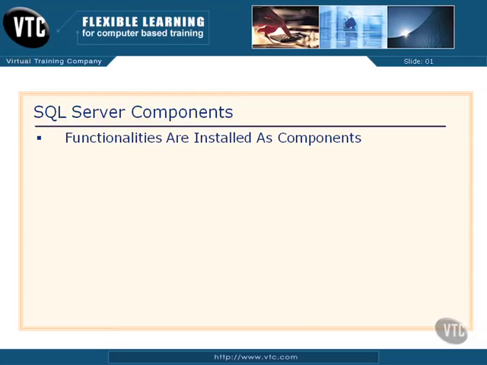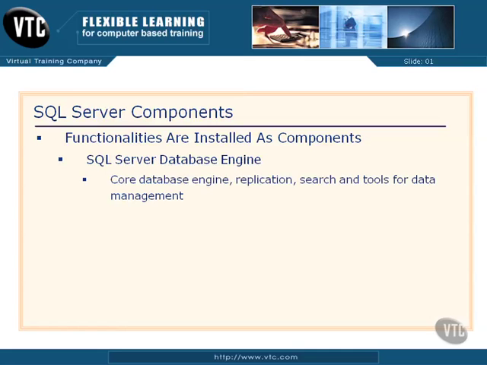So the general functionalities that we need in a SQL Server environment get installed as components, but I want to go through these so that you understand what they are. First of all, you have the SQL Server database engine. Now, this is the brains of SQL Server. This is your core database engine where your data is stored and maintained. It handles any kind of replication. It handles any of the search functions and any of the tools for data management. Those get installed when you install SQL Server because that's the brains of it. That's what makes SQL Server SQL Server.